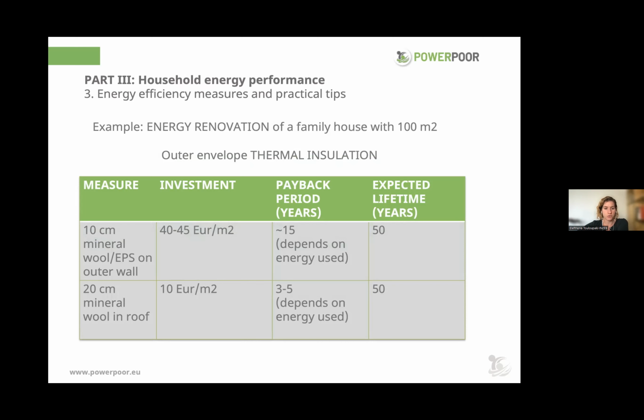For example, for thermal insulation, the cost ranges from 40 to 45 euros per square meter for mineral wool or EPS on the outer side of the wall. And this means that the payback period, depending on the energy used by the household, can range up to 15 years. And the expected lifetime is 50 years. If we insulate the roof using mineral wool, this is a relatively low initial investment cost of 10 euros per square meter, and a very short payback period of 3 to 5 years, depending on the energy use.